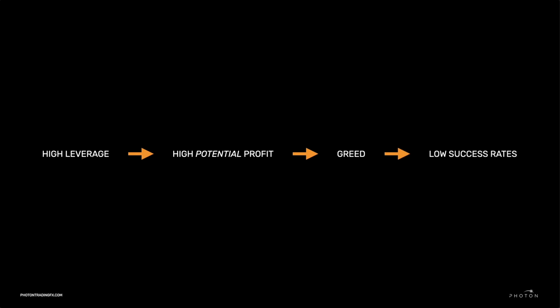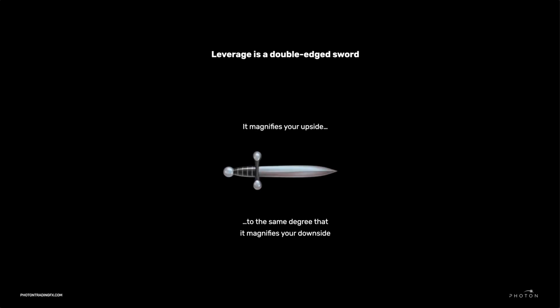Now, having your $500 margin leveraged all the way up to $50,000 sounds pretty fantastic, right? Well, it is until you abuse it. High degrees of leverage means high potential profit, which leads to high amounts of greed, which then manifests low eventual success rates. The abuse of leverage is arguably the number one reason that traders end up blowing their accounts. It's a double-edged sword. Leverage magnifies your upside to the same degree that it magnifies your downside.